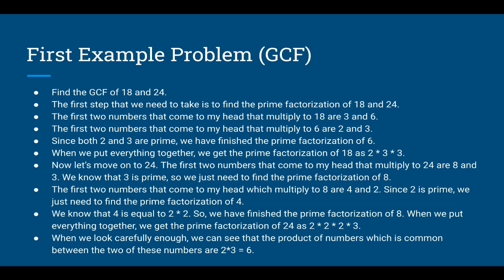We know that 4 is equal to 2 times 2. So we have finished the prime factorization of 8. When we put everything together, we get the prime factorization of 24 as 2 times 2 times 2 times 3.